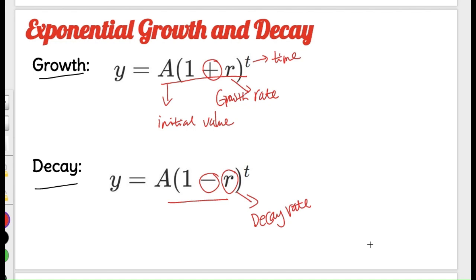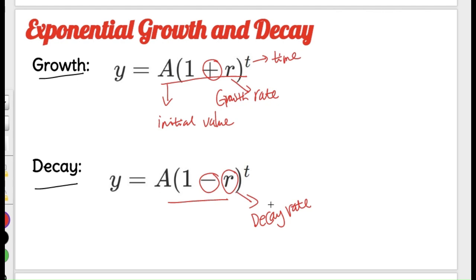Hello everyone, welcome back. In this video, we are going to continue our conversation about exponential growth and decay. As you remember, in the previous video, we introduced these two models here. As you can see, they are very similar. The only difference is 1 plus r here and 1 minus the rate.